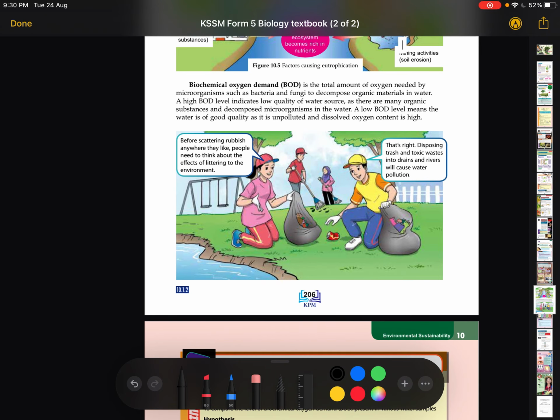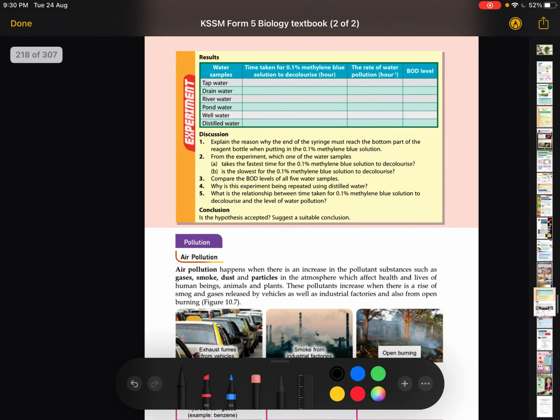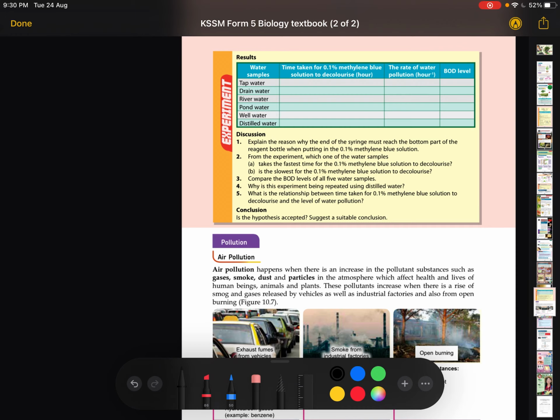What again? The way they test for BOD presence and BOD level is they use methylene blue solution. So how does methylene blue solution work? As the name says, when you put methylene blue solution into water, it will show a blue color.